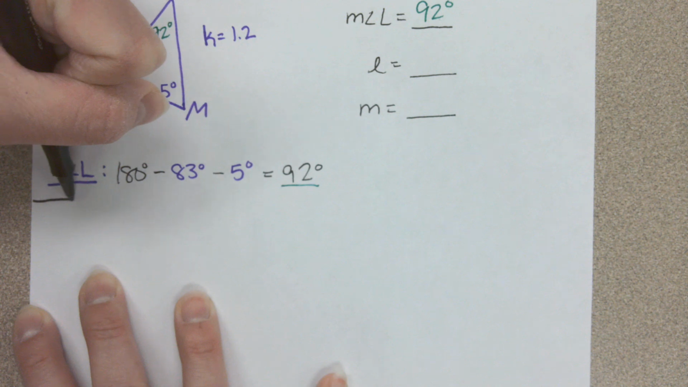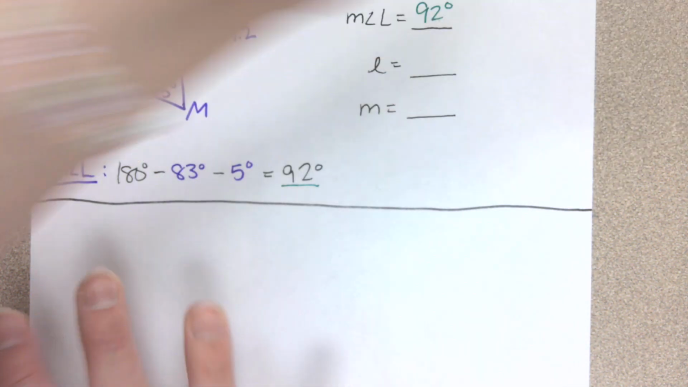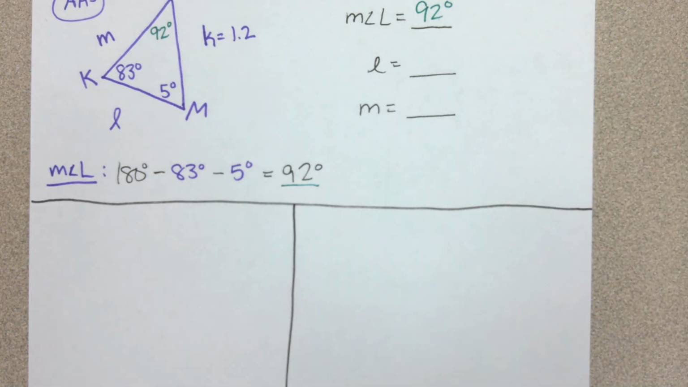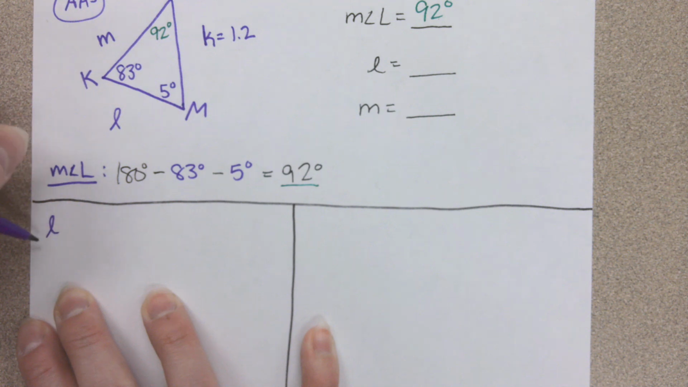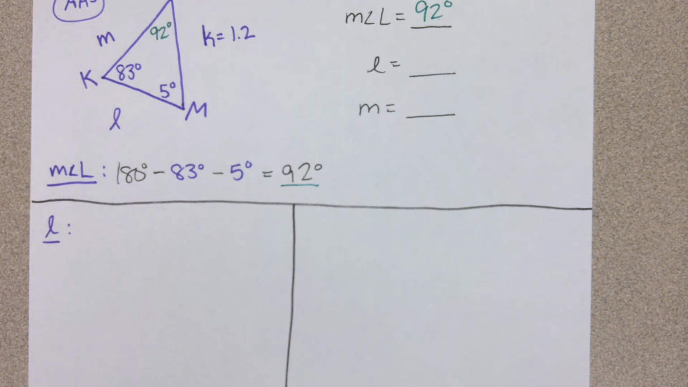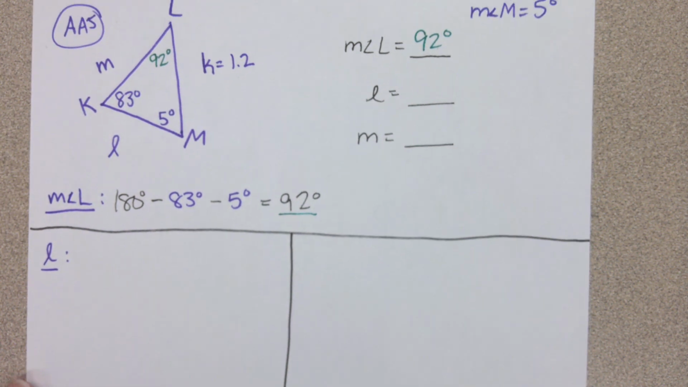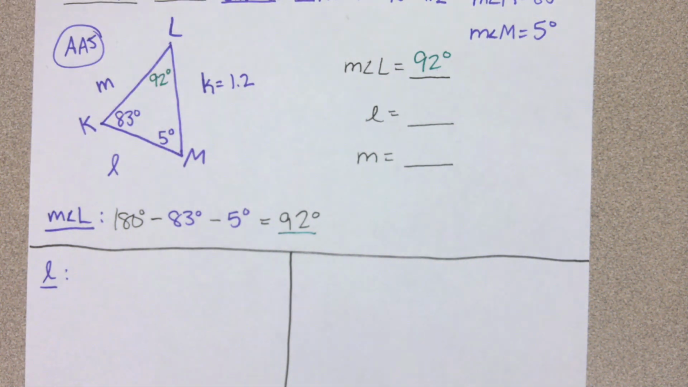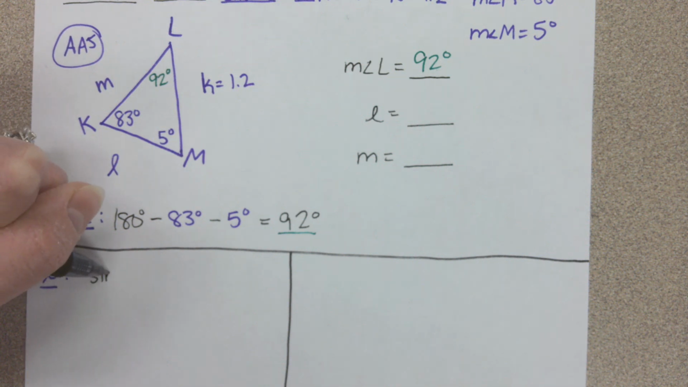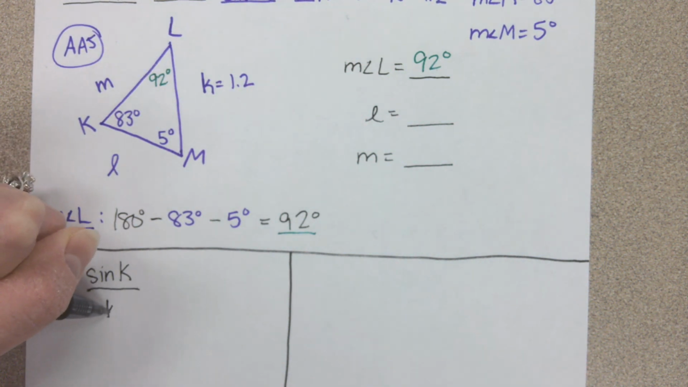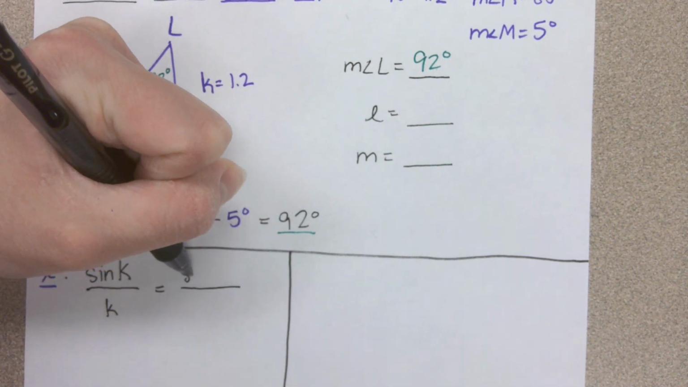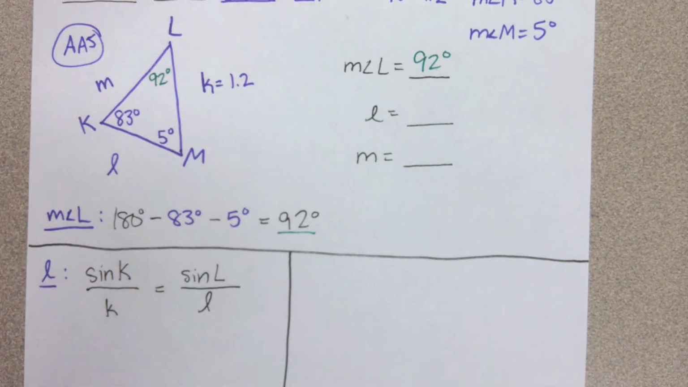And then I'm going to split this up again. Now we need to find sides L and M. Again, you can go in any order you want, but I always go alphabetical. Law of sines. We have both K's, so we're going to use the K's in our proportion. Sine of angle K, big K, over little k, equals, I want L, so sine of capital L over lowercase l.